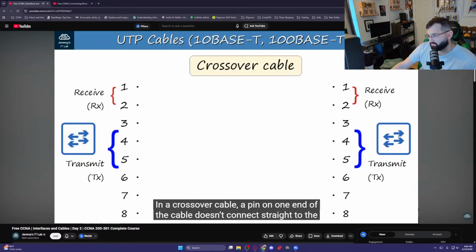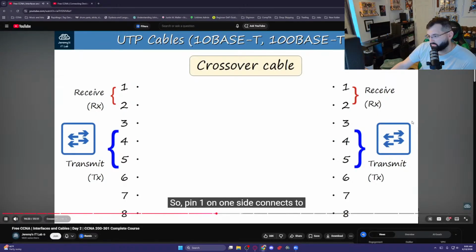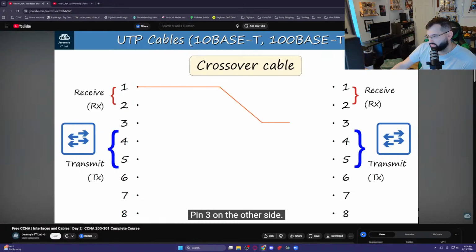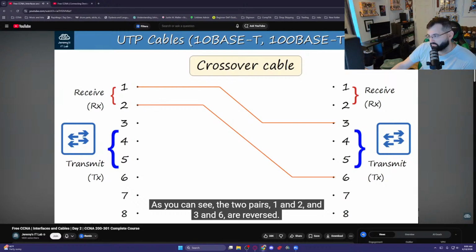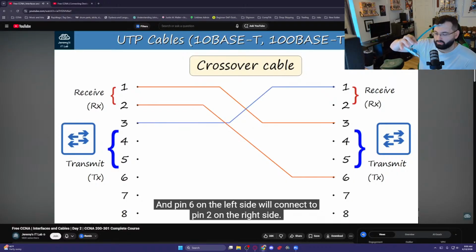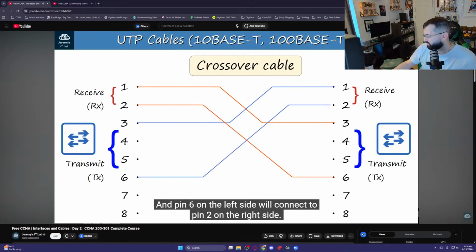In a crossover cable, a pin on one end of the cable doesn't connect straight to the same pin on the other end. Essentially, the pairs are reversed on each end. So pin 1 on one side connects to pin 3 on the other side, and pin 2 on one side connects to pin 6 on the other side. As you can see, the 2 pairs, 1 and 2, and 3 and 6, are reversed. Then pin 3 on the left side will connect to pin 1 on the right side, and pin 6 on the left side will connect to pin 2 on the right side.